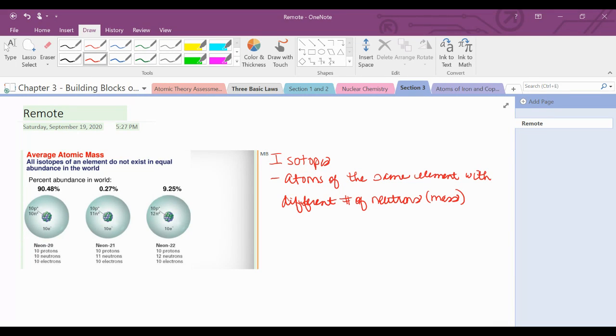So there are three isotopes here of neon. There's neon 20, which means that it has 10 protons and 10 neutrons. There's neon 21, which has 10 protons and 11 neutrons. And there's neon 22, which has 10 protons and 12 neutrons. And so here's how abundant they are in the world. Neon 20 is found 90.5% of the time. Neon 21 is found less than 1% of the time. And neon 22 is found less than 10% of the time. So we're going to use their mass number and their percent abundance to calculate average atomic mass.